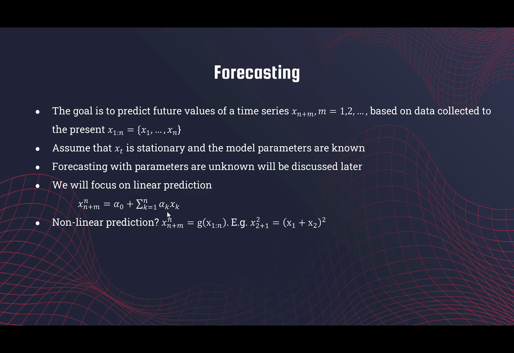Just a quick digression. This is a linear prediction. So what does a non-linear prediction look like? For example, if I want to predict x3 based on the first 2 points, x1 and x2, and I want to use this function, then this is a non-linear function, so this is a non-linear prediction. Anyways, we won't be focusing on non-linear prediction here.